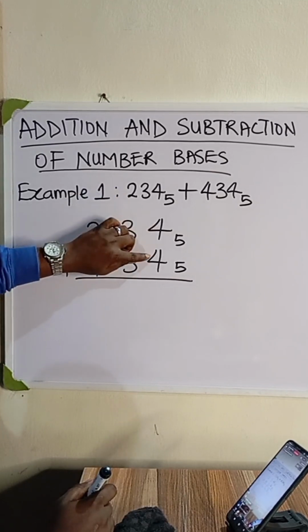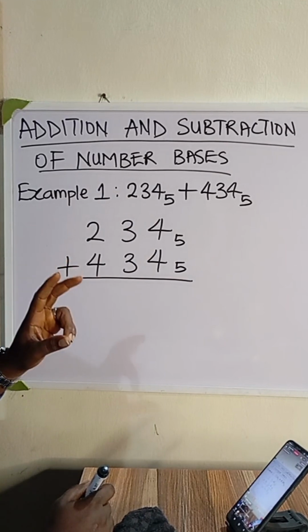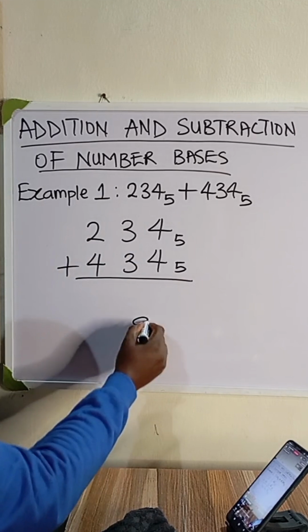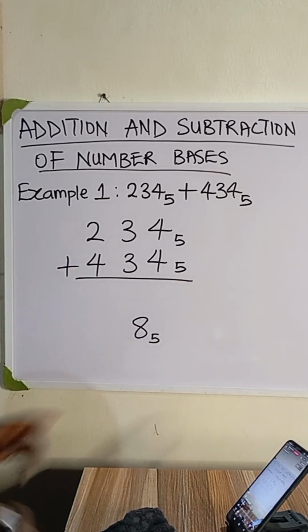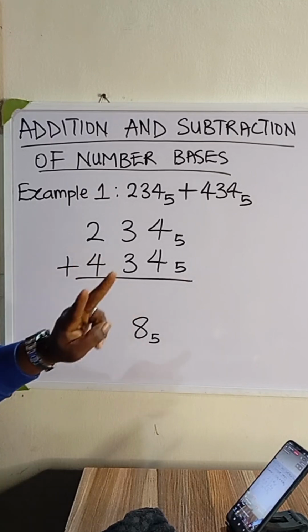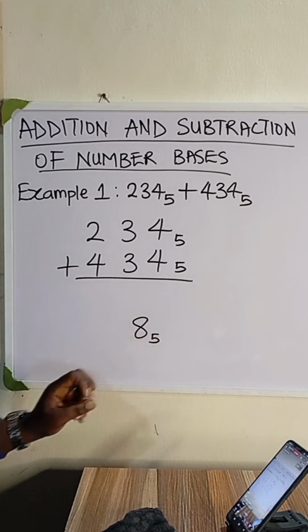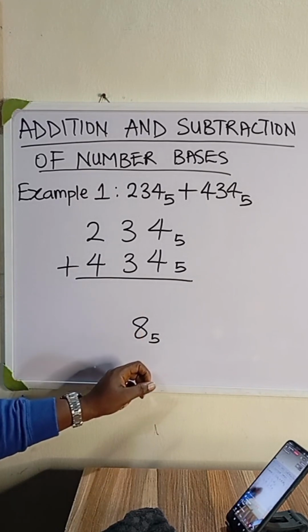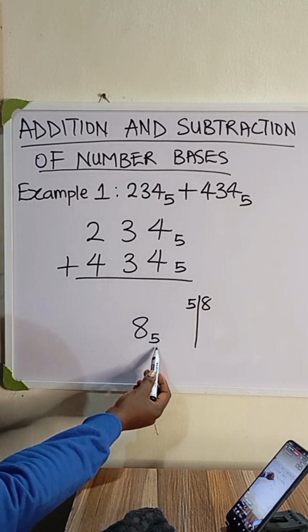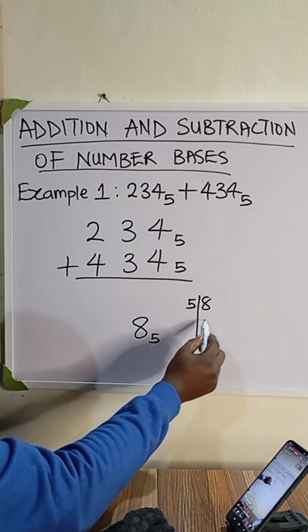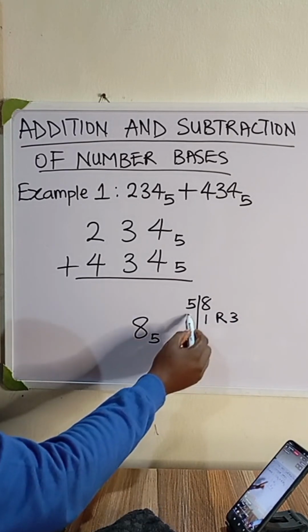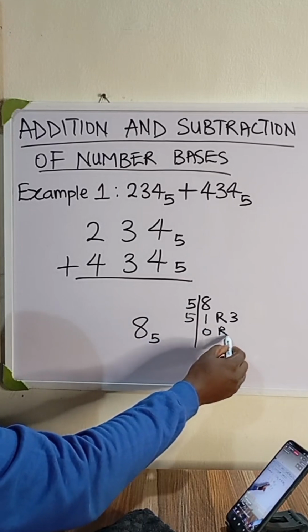So we have 4 plus 4 gives us 8, right? But we know that we cannot have 8 base 5. 8 base 5 is wrong. So we have to split this number into 2 values, so we have to divide this number by 5. So we're going to have 8 divided by 5 since we are in base 5. We're going to have 1 remainder 3. And then 1 divided by 5, we're going to have 0 remainder 1.